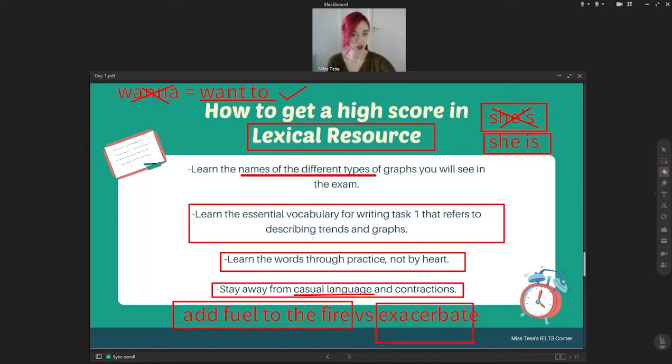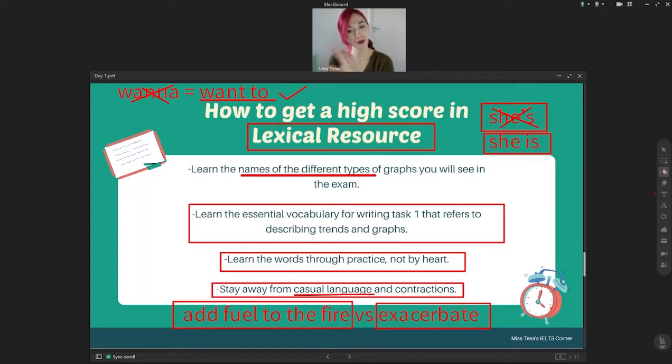And the other expression is exacerbate. Now, add fuel to the fire and exacerbate have the exact same meaning, as in they mean to make a situation worse. So to make a bad situation worse, okay?